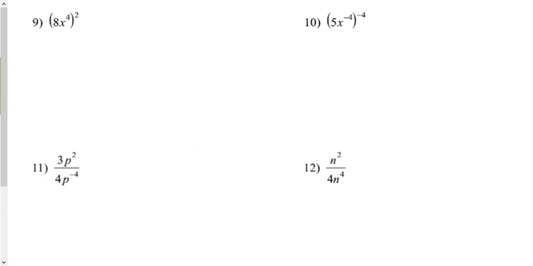So let's take a look at the last two before we get into the last section here. So 9 and 10. It would be 8 to the 2nd power, because this 2 is multiplying the 1 for the exponent. And then 2 times 4 makes that x to the 8th. And that would make it 64x to the 8th.